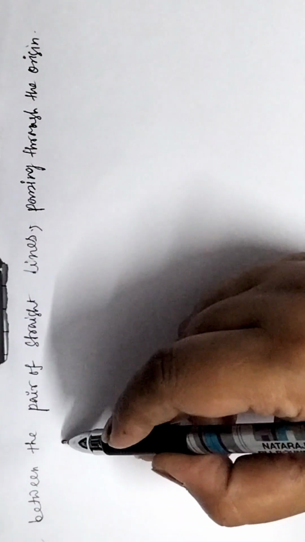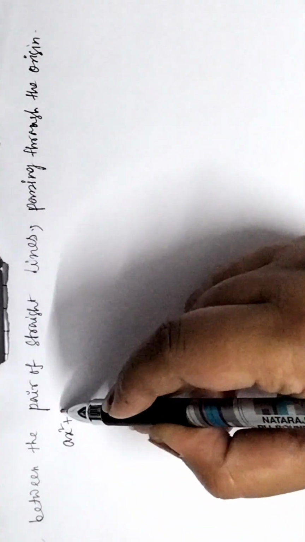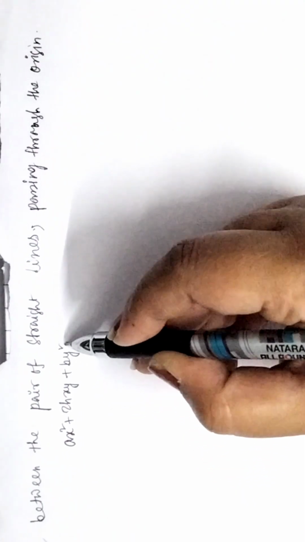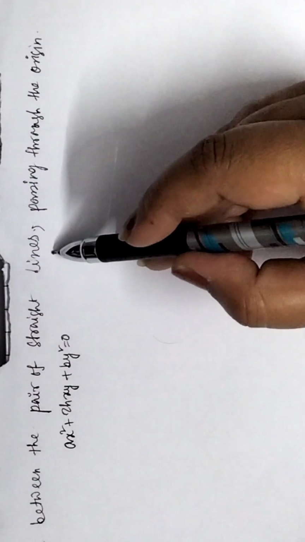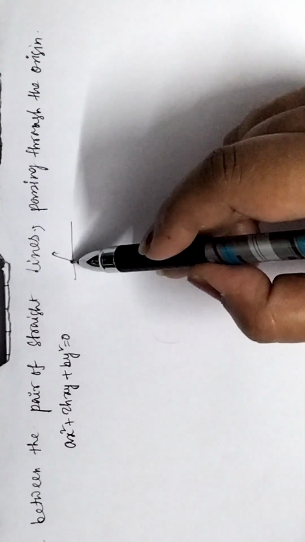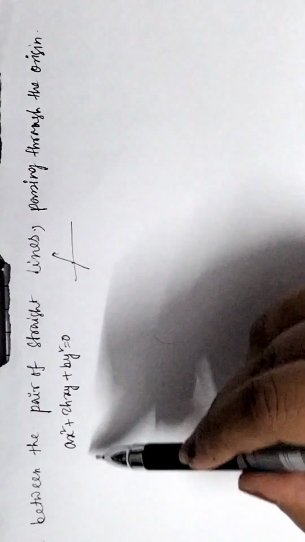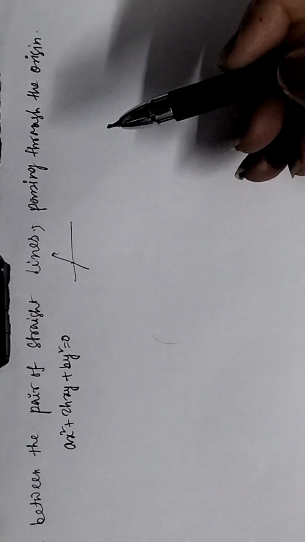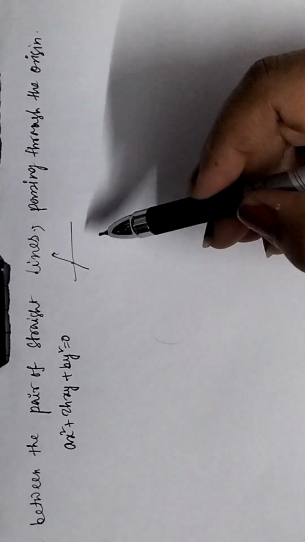Now we know that the standard form ax square plus 2hxy plus by square equals to 0 will represent the pair of lines which pass through the origin. Okay, this is known to all of us right now. Now make sure, students, that obviously these two lines which are together represented by this homogeneous equation will make an angle between each other. Okay. Now let us consider that particular angle as theta.